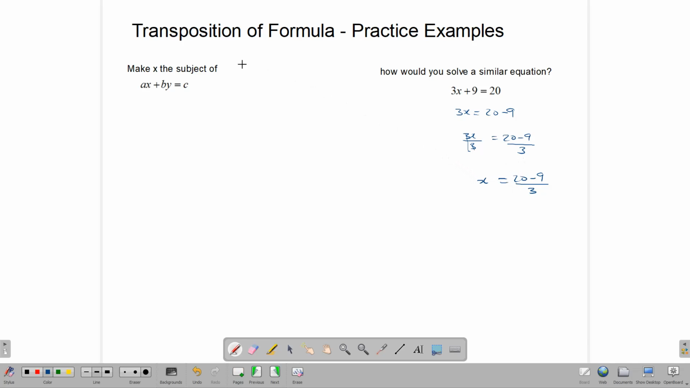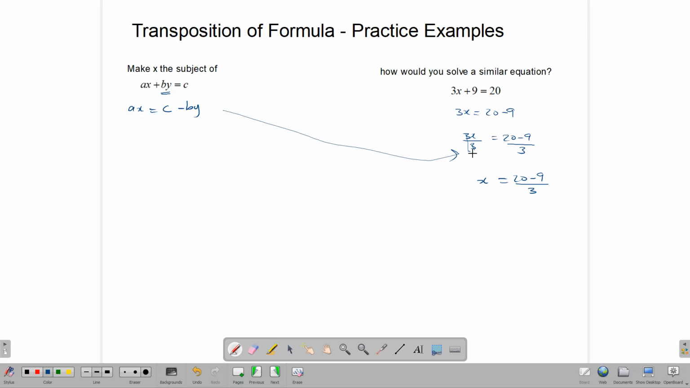Let us apply the same technique over here. We want to make x the subject of this equation, which also means we want to solve this whole equation for x. So the first thing we want to do probably is to move this by. Now this says ax plus by equals c, so we would need to subtract our by from both sides. That means we're going to be left with ax is equal to c take away by. Now that we have this, our next step would be to find what x is.